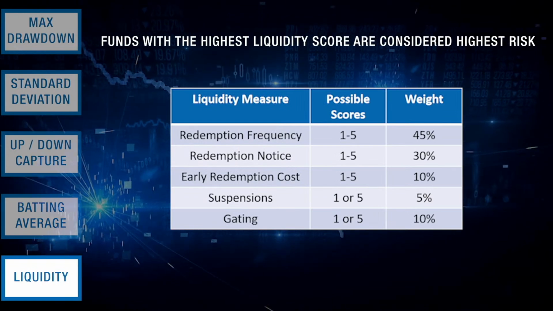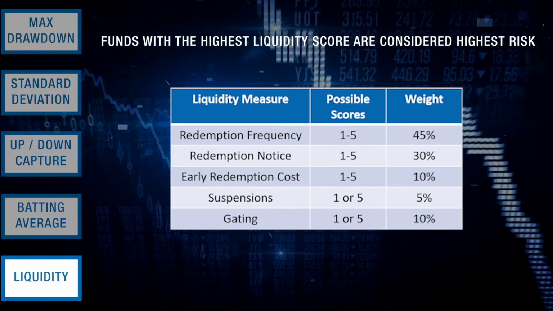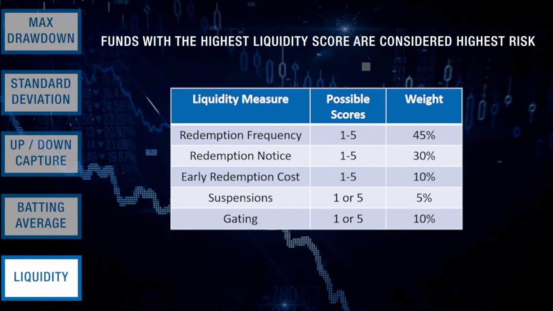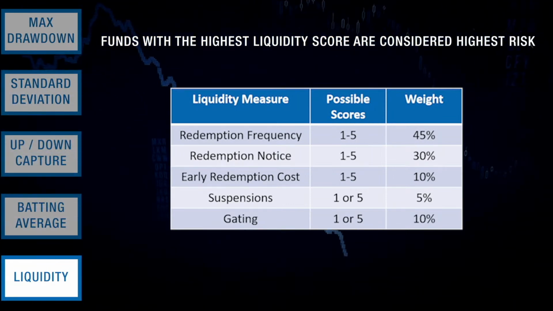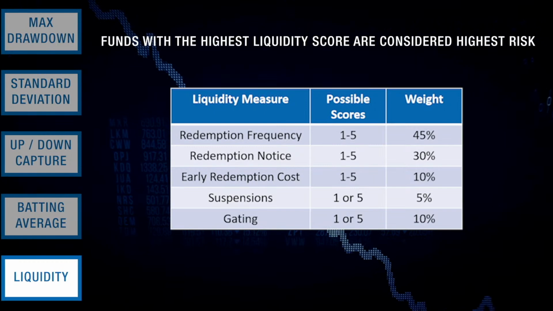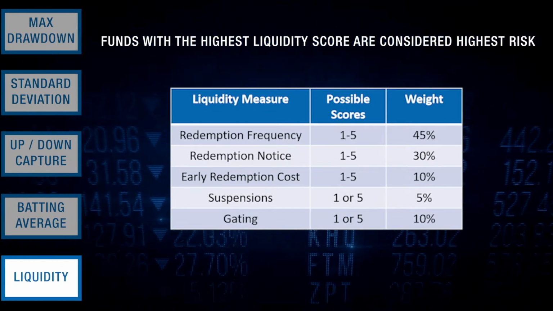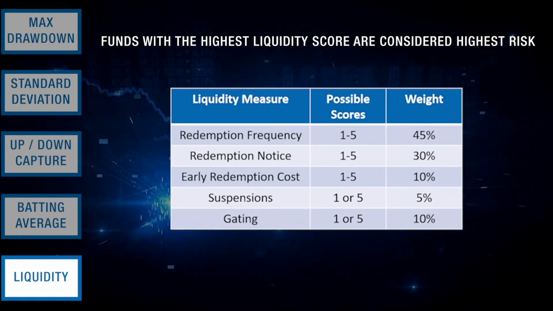Finally, the liquidity score considers 5 liquidity measures related to how a fund can be bought and sold: redemption frequency, redemption notice, early redemption cost, suspension, and gating. For each measure, funds are given a score from 1 to 5, where 1 represents higher liquidity. The 5 metrics are combined using a weighted average based on relevance. The results are converted to a liquidity score from 0 to 1.